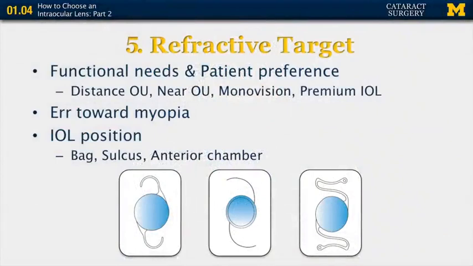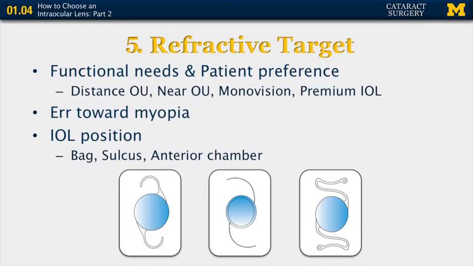Finally, in a talk about IOL selection, let's talk about the refractive target. There are 3 key guiding principles here to pay attention to. Of course, there's the patient's preferences and needs. And with attention to that, we would want to have a very thorough preoperative discussion as far as does the patient want both eyes at distant targets with monofocal IOLs, near targets with monofocal IOLs, monovision, or would they opt for a premium IOL with either a multifocal or a toric or some other sort of presbyopic correction.